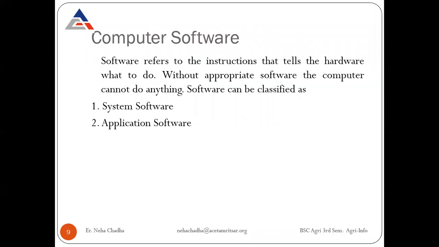Coming in detail to the system software. System software is a software which is required to run your system. Otherwise, your system won't work. As the word is saying, system software, that means a software which is related to the system. Your system means your computer system. And the mandatory thing that is required to run your computer system is your operating system. That is one of the examples of the system software.